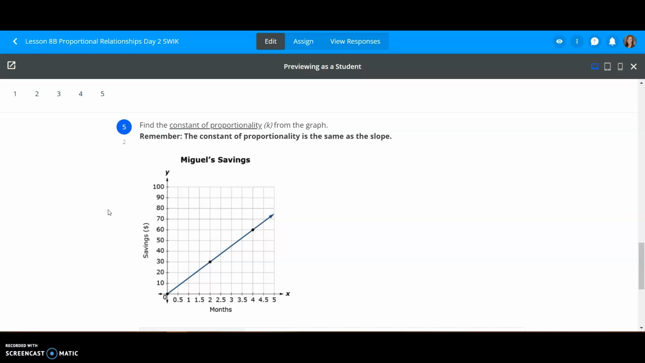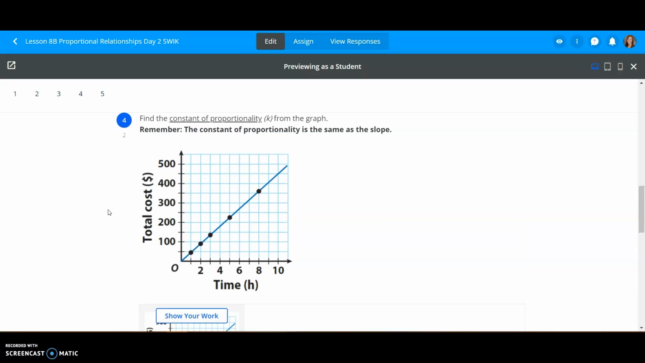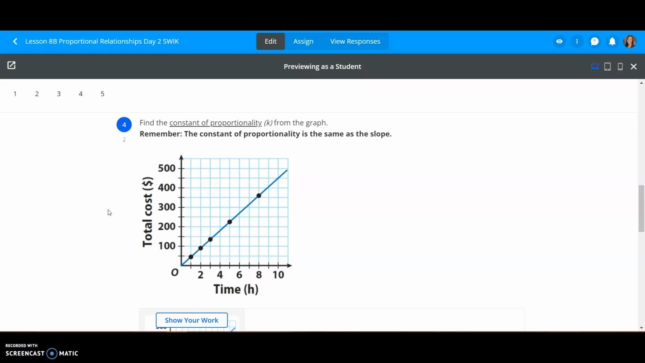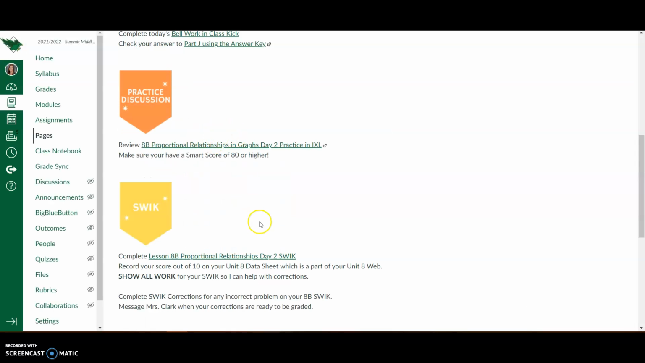Remember when you give me your constant of proportionality, you don't have to label it. So if your constant of proportionality is like 10, just put 10. You don't have to put $10 per hour. You don't have to put any labels. Just put the number because a constant is just a number. Okay, so do your SWic.